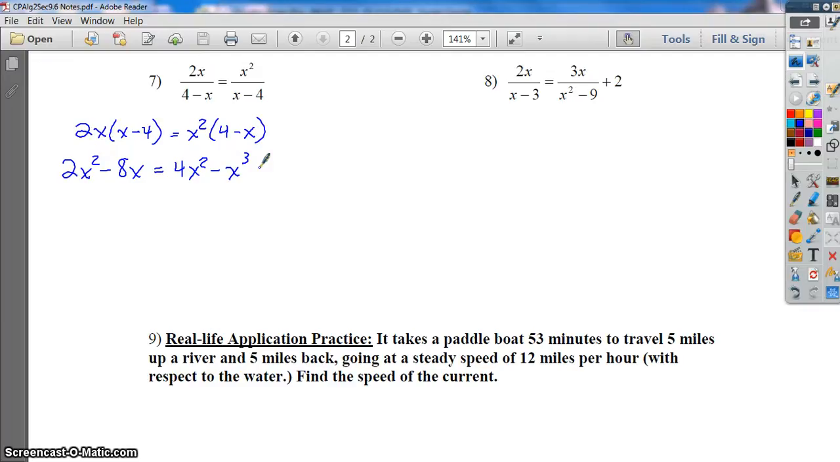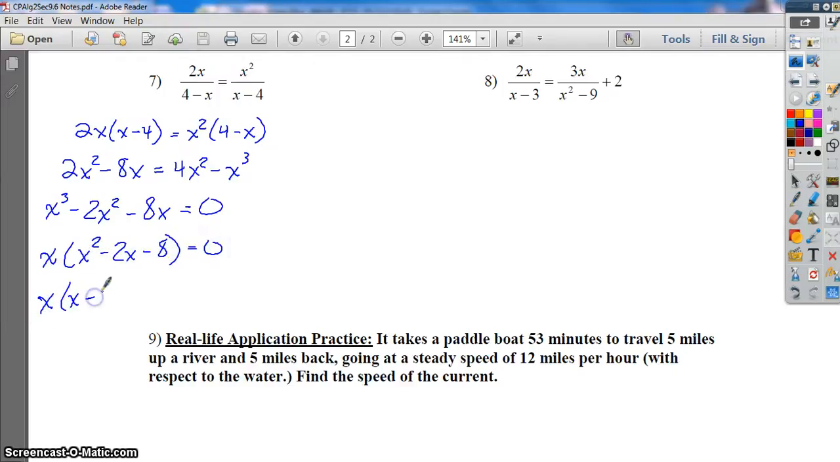Basically what I'm going to do is get everything on one side and set it equal to 0. Since my x cubed is negative on the right, I'm going to move it to the left side, get positive x cubed. I'm going to subtract 4x squared from the 2x squared, get negative 2x squared. Then I'm going to follow up with minus 8x. This is equal to 0. Go pull a GCF of x out. I get x squared minus 2x minus 8 equals 0.